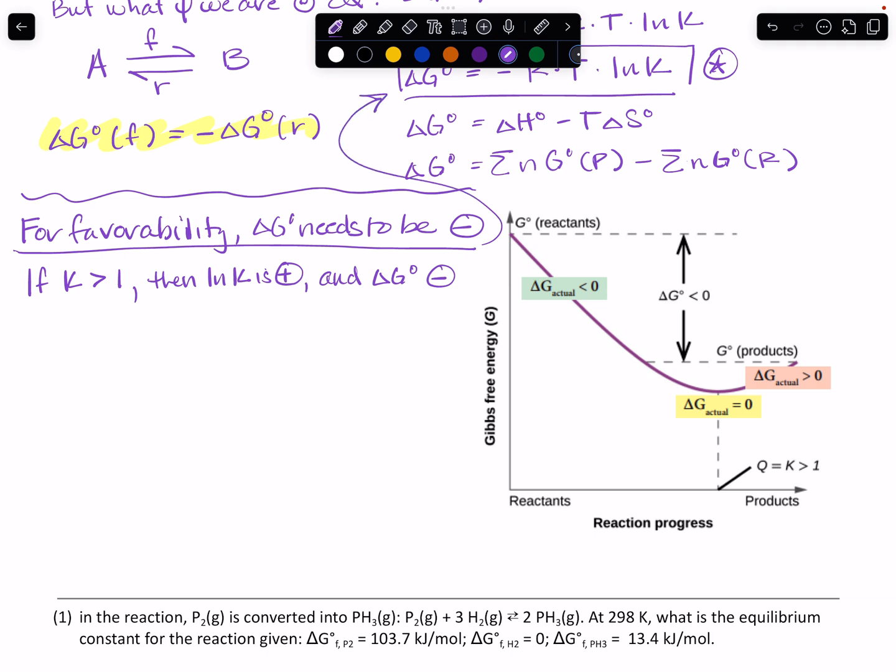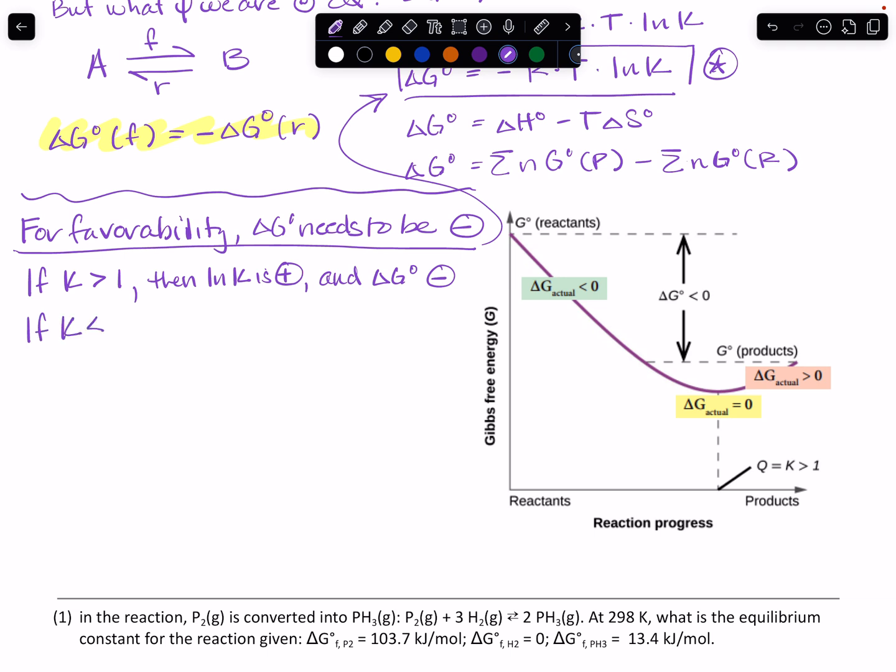And when I say formula, I'm talking about this one right here. All right. So if this K value is greater than 1, the natural log of that number will be positive. And when that negative sign is taken into account in that formula, we're going to get a negative delta G value. So when you have products over reactants and you have more products present than reactants, that forward reaction has a negative delta G value. So it is the favorable reaction.